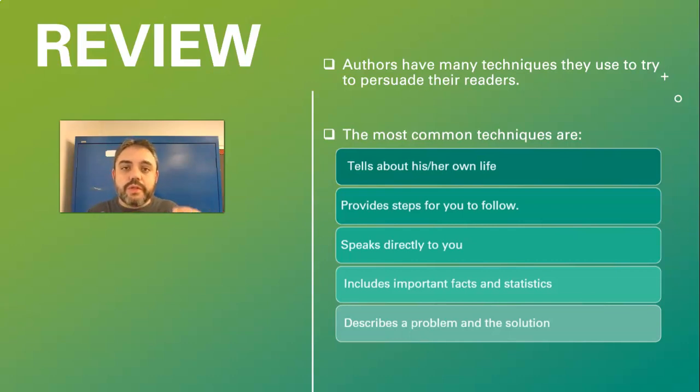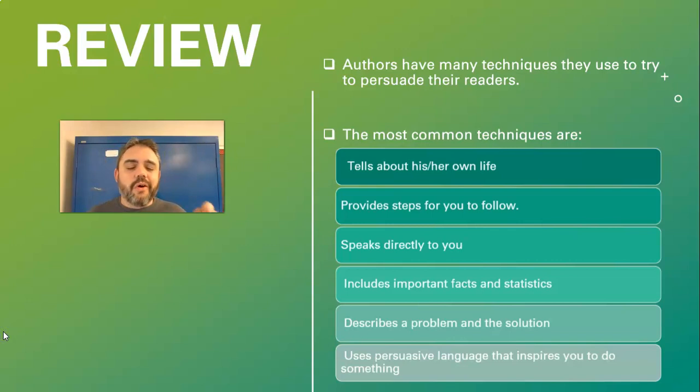So here's our problem. Here's the solution. What are you going to do about it? Is a very tried and true technique. And I think this one is always a technique they're going to use. They're going to use persuasive language that inspires you to do something. That author is going to go to the thesaurus and use really specific, well thought out, and well chosen words to make us feel certain ways and motivate us to do what they are trying to persuade us to do. These are a pretty long laundry list of techniques. I think you guys can name at least 3 of them. And I'm going to give you the opportunity to do that later on in our activity today.